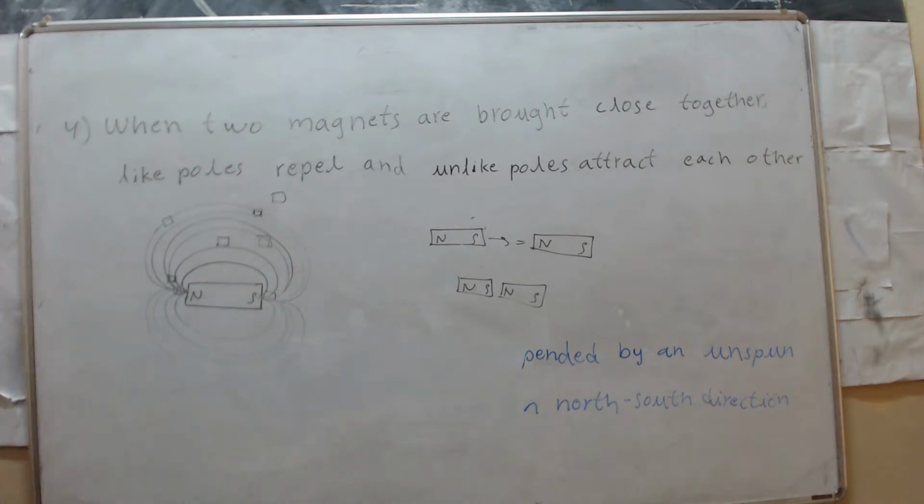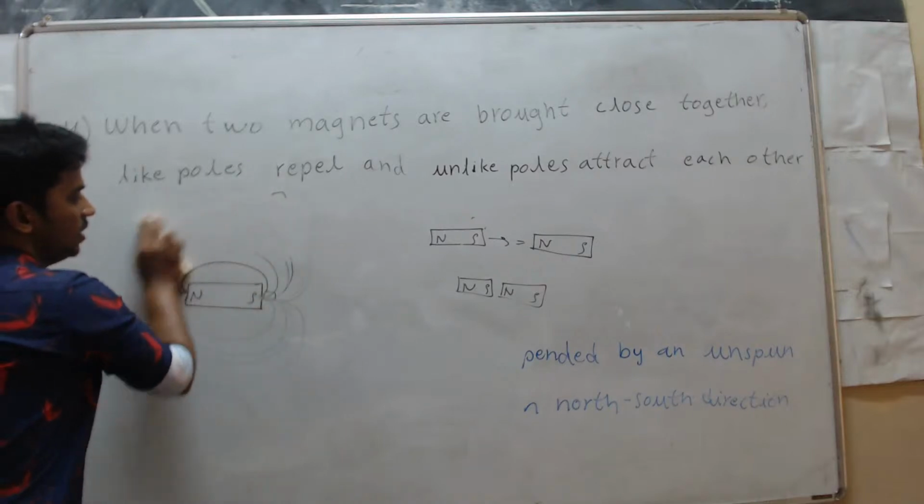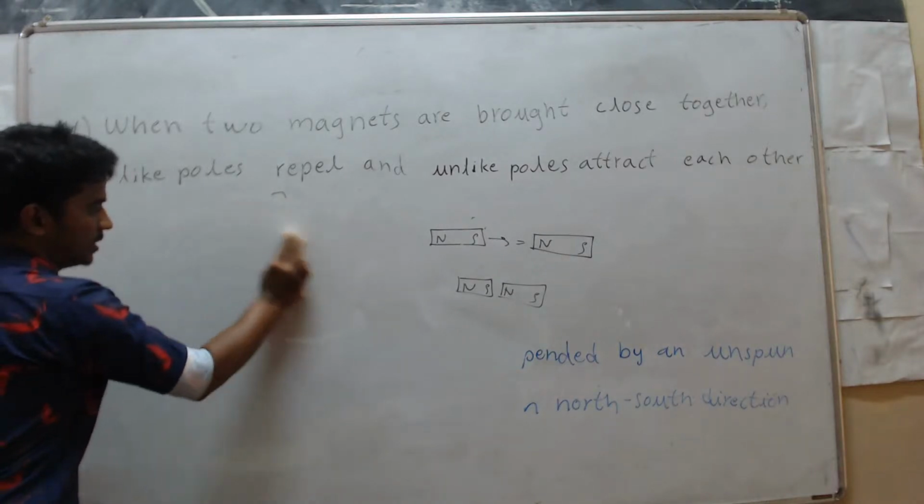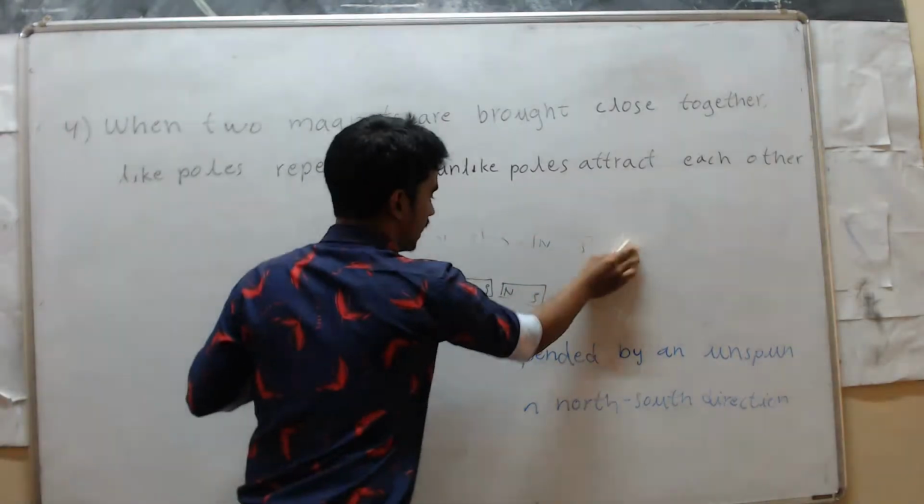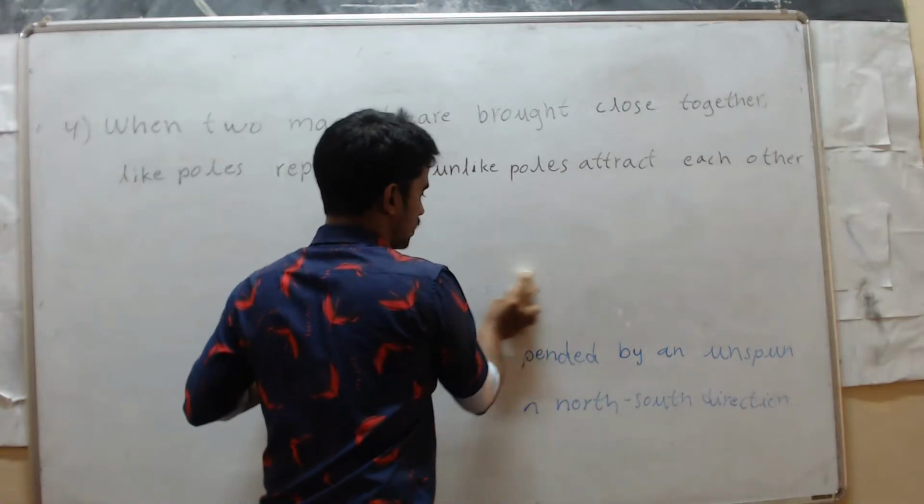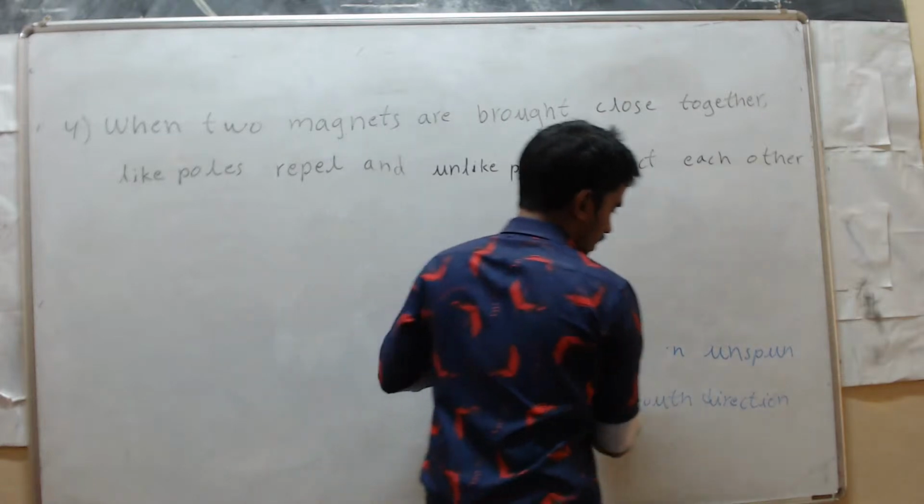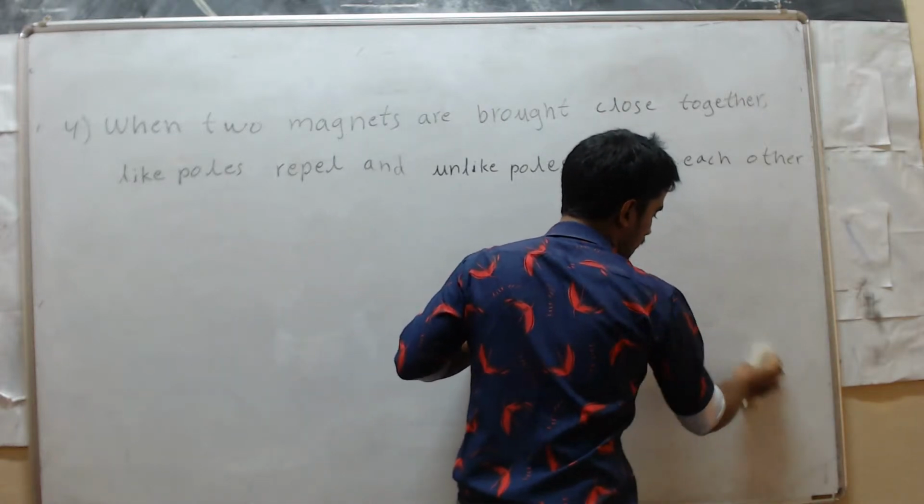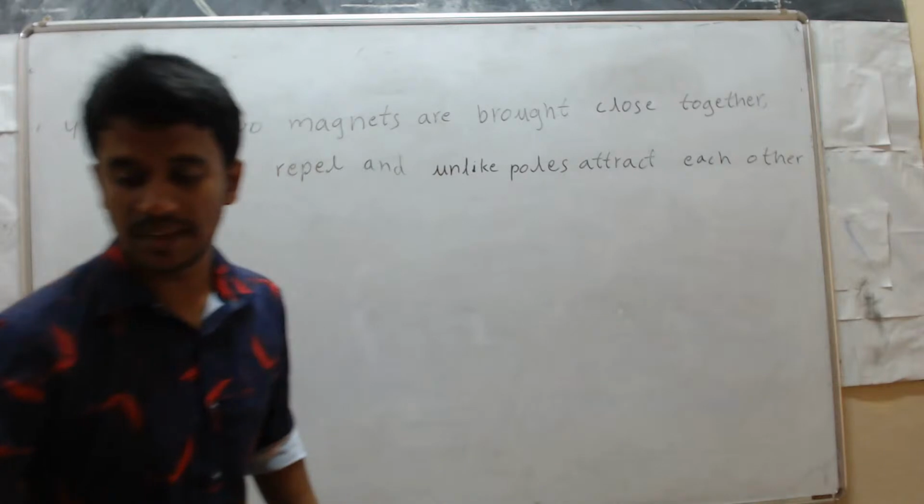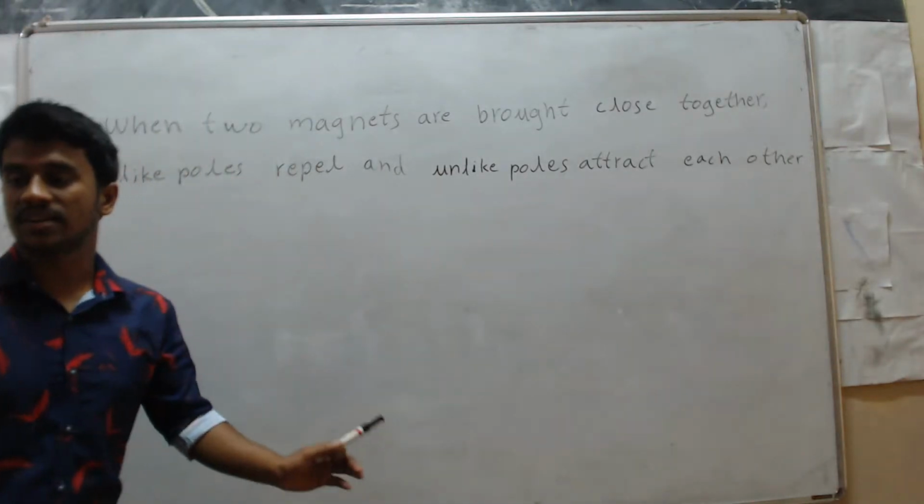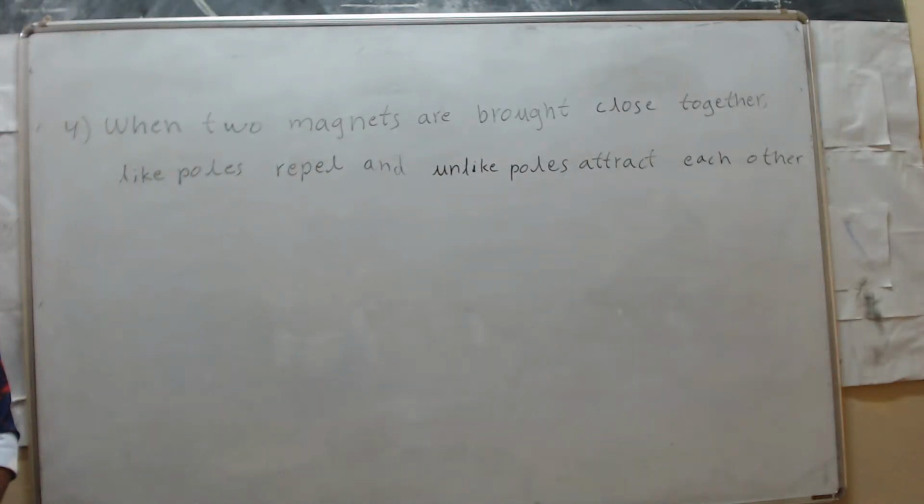Clear? Yes, sir. Next, third one, when a bar magnet is suspended by an unspun thread, what will happen? It rotates itself and stands in a north-south direction. Why? Because Earth also behaves like a magnet. So when you suspend a bar magnet freely, it stands in a north-south direction.